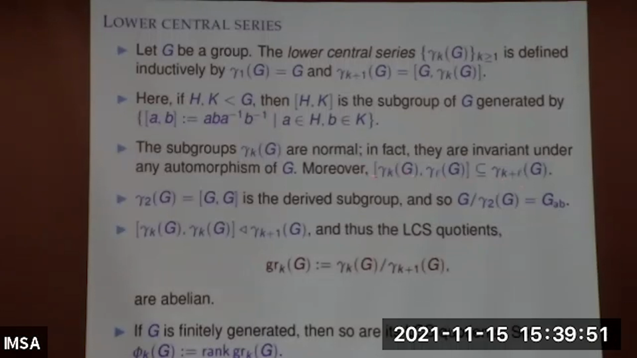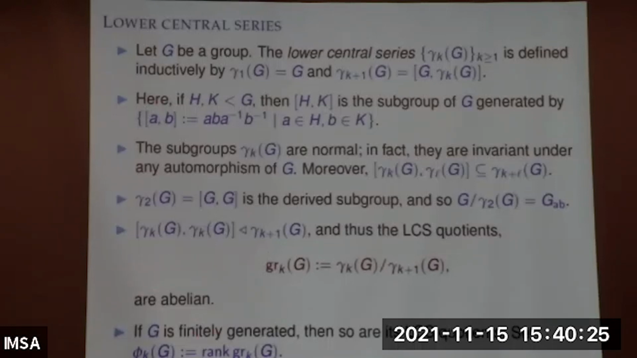Now, in particular, if you look at this inclusion with l equal to k, you get that the bracket of gamma k and gamma k is inside gamma k plus 1. Because of this, the LCS quotients, the successive quotients of the series, gamma k over gamma k plus 1, which we denote by gr k of G, these quotients are actually abelian groups. Okay, so that's a pleasant feature of the series.